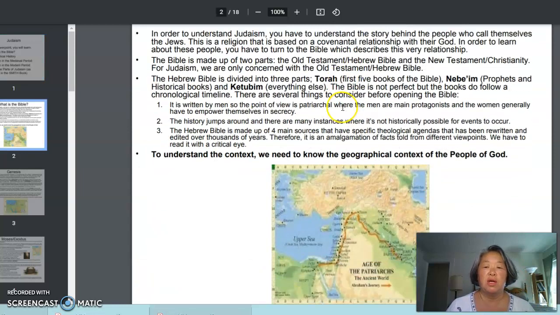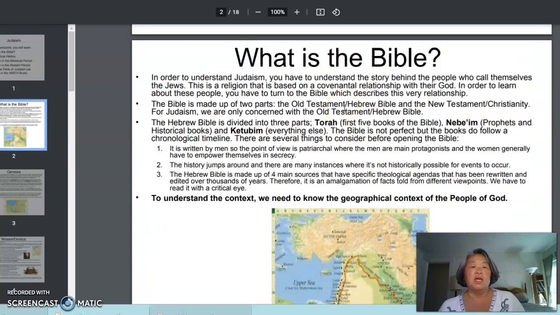All right, so what is the Bible? Well, in order to understand Judaism, you have to understand the story behind the people who call themselves the Jews. We're kind of entering into the Western way of thinking. We've covered Hinduism and Buddhism, and now we have to shift our brains because instead of artificial realities or samsara or things aren't real and our bodies aren't real, we're entering the world that is real. Okay, we are on a historical timeline. This is what's called a historical religion, just like Christianity and Islam.